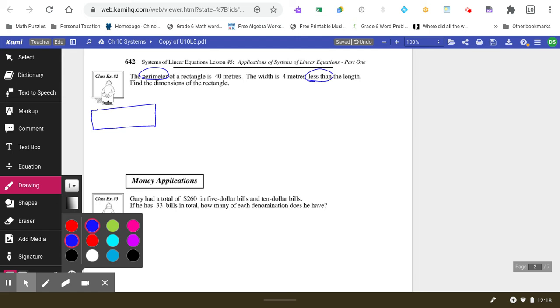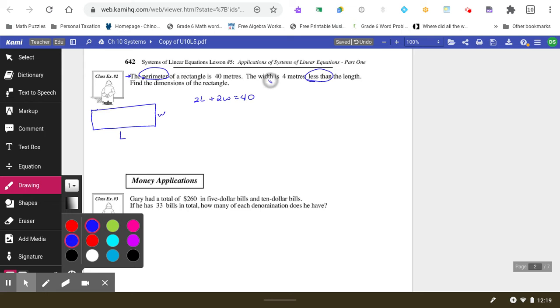Okay, step number 1, come up with letters for your things that you're talking about. So we're talking about length and width here, right? So you can let the length be L and the width be W if you want. Okay, using the first sentence that I have, create an equation. You're going to have to create 2 equations, always 2. So the perimeter would be to go all the way around. So I need 2 lengths and 2 widths would be 40.